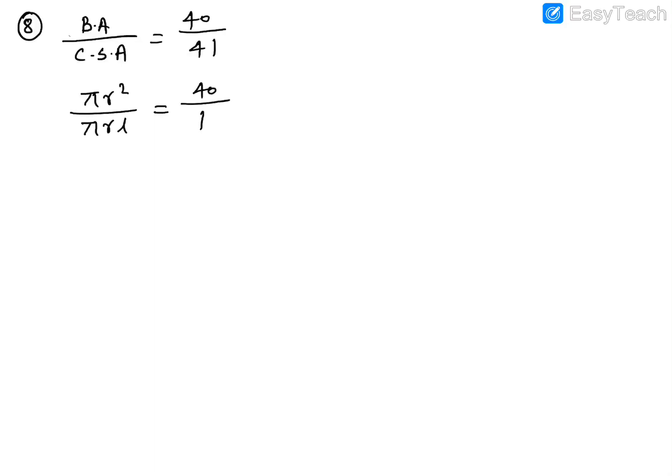So it will be what? 40/41. Now cancel r and r. Cancel pi and pi. So what will be r equal to now? So r is equal to 40x, L is equal to 41x. Correct? Because the ratio is 40:41. So let radius be 40x, L be 41x. Now height is given to us as 18 meter. Find the air capacity of the tent in terms of pi.